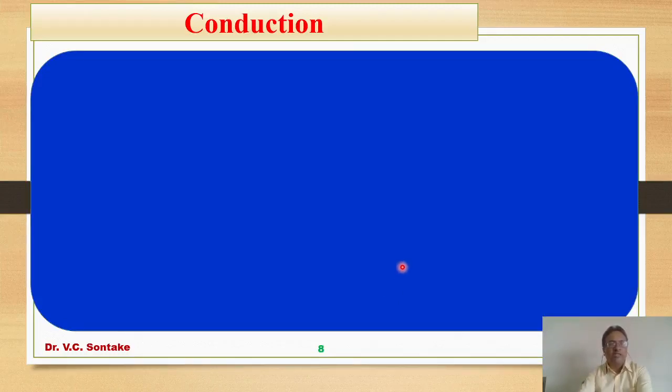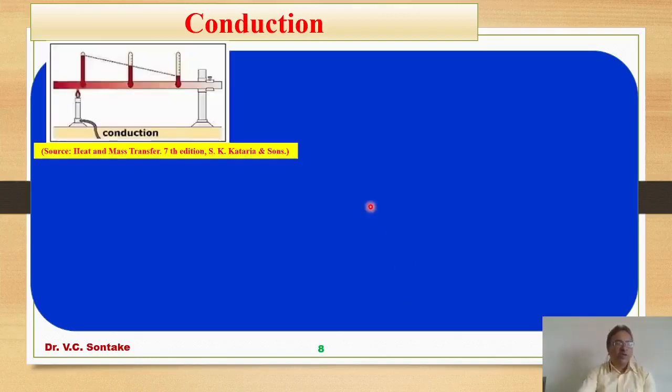Now let us discuss the physical mechanism of heat transfer by conduction at micro level. Let me take one classical example of heating of a rod. In the given figure, the rod is being heated at the left hand with the help of a flame, and its temperature is being recorded with the help of three thermometers, 1, 2 and 3.